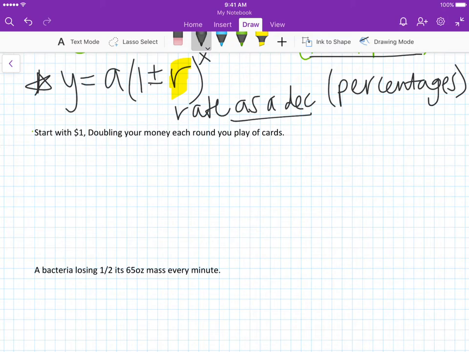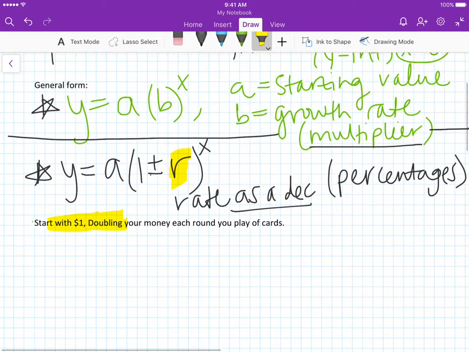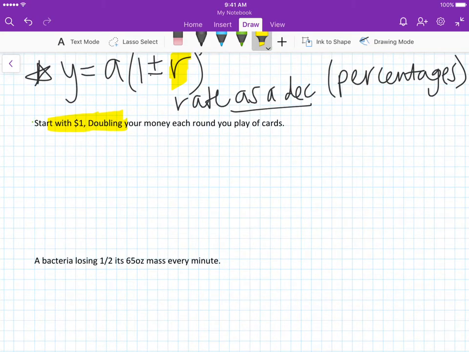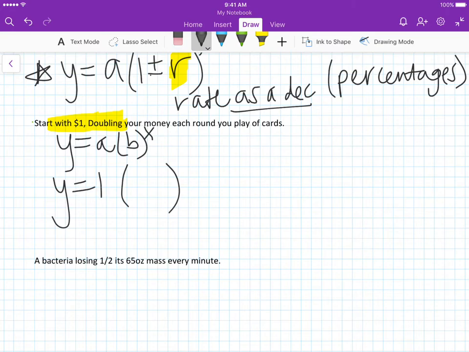Start with $1, doubling your money each round you play of cards. Well, that's nice because all I know already is that I started with $1. I also have this keyword, doubling. Doubling means not going up by 2, but being multiplied by 2. So if I'm looking at this original equation, y equals a times b to the x, I know that a is going to be my starting value. Well, I started with $1. My b is my multiplier. In this case, it's doubling, so it's going to be multiplied by 2. I'm done.